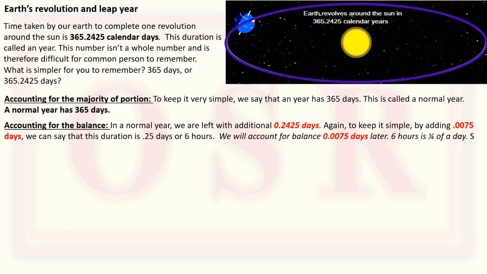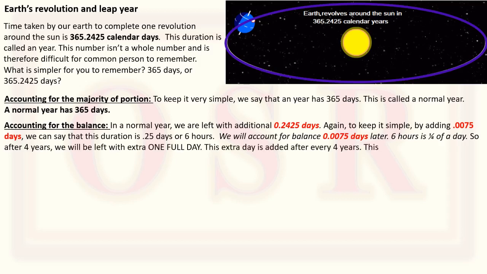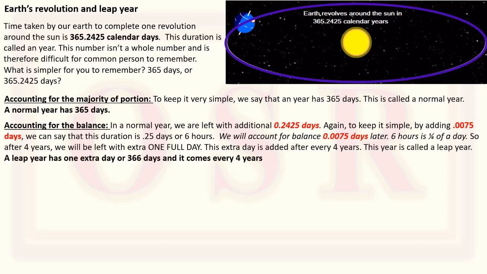6 hours is 1 by 4 of a day. So after 4 years, we will be left with an extra 1 full day. This extra day is added after every 4 years. This year is called a leap year. A leap year has one extra day or 366 days and it comes every 4 years. Why is this extra day added to the month of February only? We will see it in a short time.